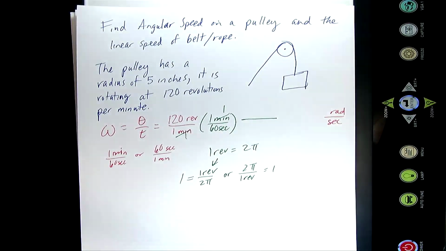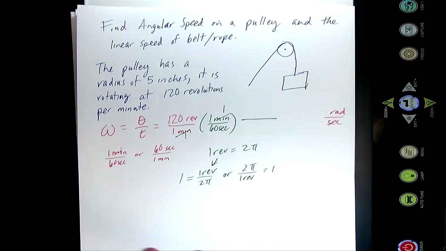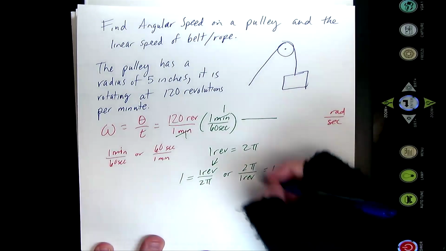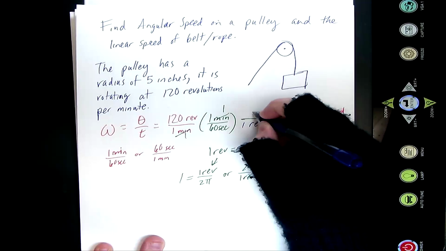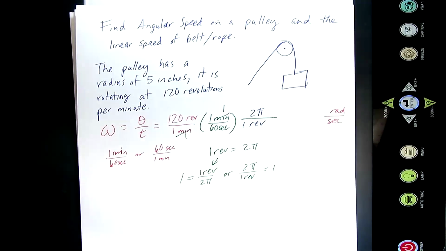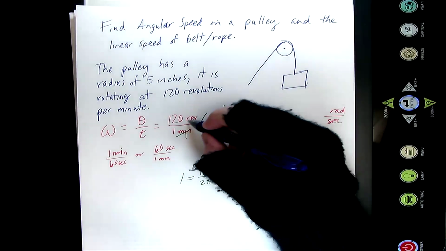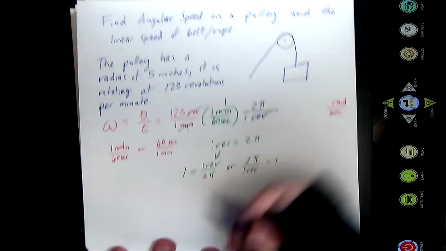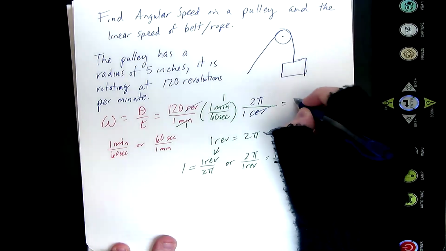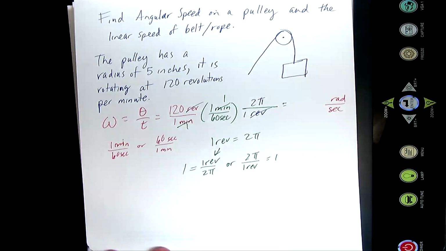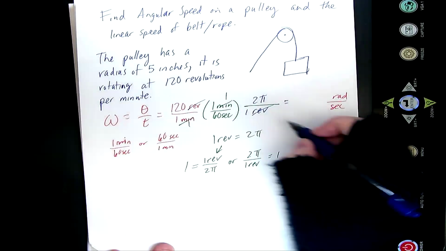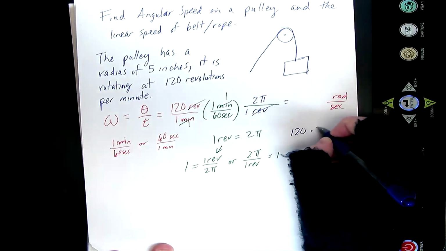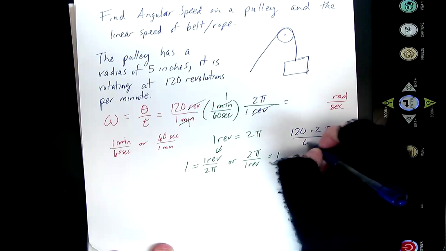Which one do I wanna use? Revolution at the bottom, because you want it to cancel out. We want the revolution on the bottom, so it cancels out, right? So I'll pick the one with the revolution on bottom. And now revolutions cancel out, and pi is in radians. And this is good to go. Look at that, there's a 60 on bottom. So we've got 120 times 2 pi divided by 60.